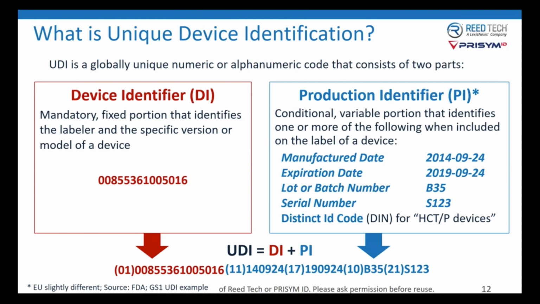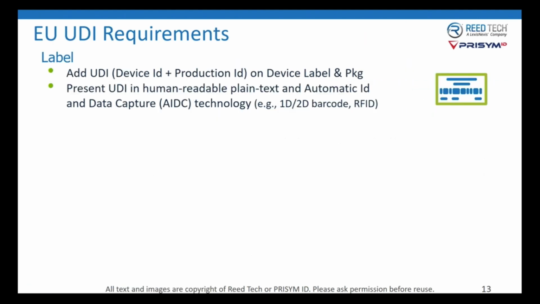Let's move over to the regulation. What has the regulation specified as far as requirements for UDI? And this looks very similar to those that have seen the FDA requirements: putting UDI on the product device label and packaging in a human readable and automatic ID. Typically that's implemented as a 1-dimensional or a 2-dimensional barcode. A subset of those products, again, those reusables, need that direct marking.